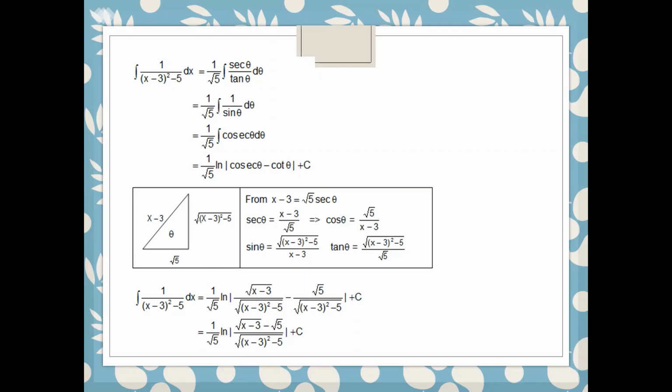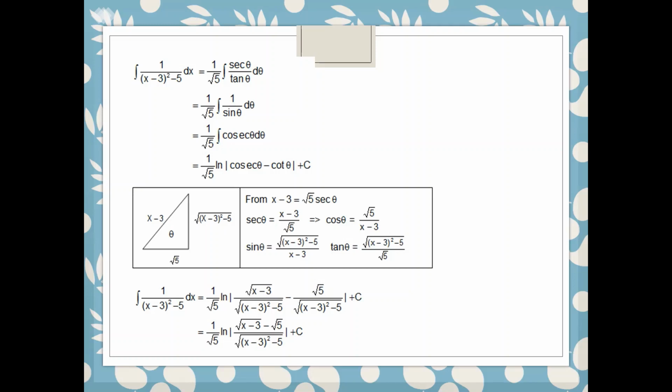In order to change theta back to x, refer back to the trigo substitution. See that our earlier substitution was x minus 3 equal to square root 5 secant theta. Therefore, secant theta is equal to (x minus 3) over square root 5. As cos is equal to 1 over secant, therefore cos theta is square root 5 over (x minus 3). Cos is equal to adjacent over hypotenuse.